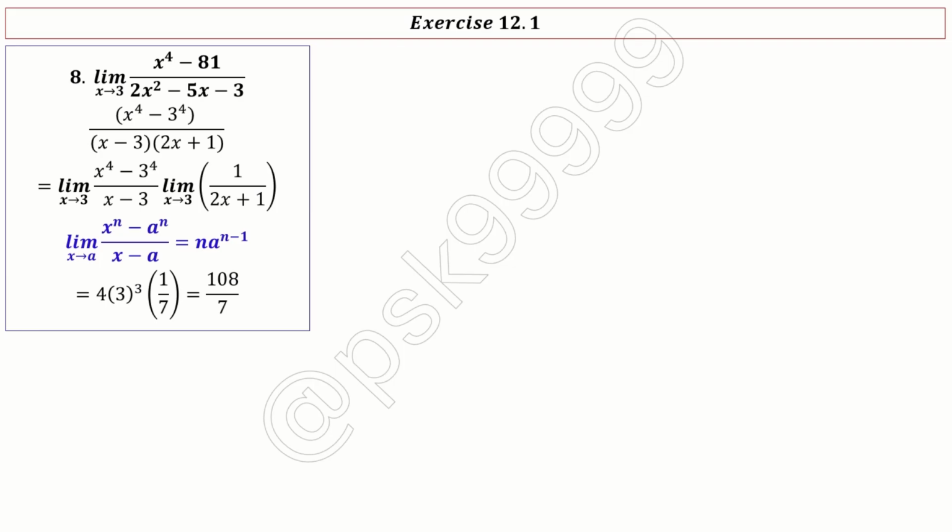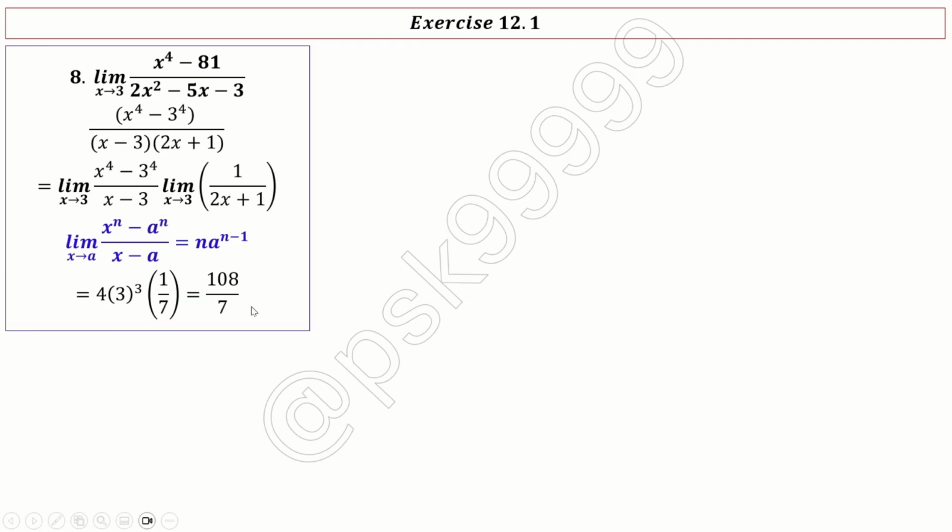Limit x tends to 3, (x⁴ − 3⁴) divided by (x − 3), and limit x tends to 3, 1 by (2x + 1). Here I apply the limit theorem formula: (xⁿ − aⁿ) by (x − a) is n into aⁿ⁻¹. So I get 4 into 3⁴⁻¹, which is 3³, into, substituting 3 here, 1 by 7. That is nothing but 108 by 7.